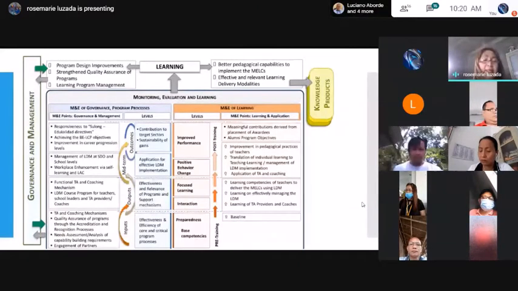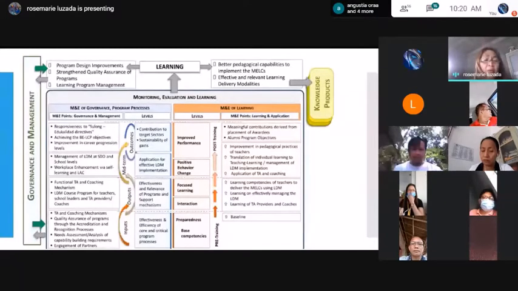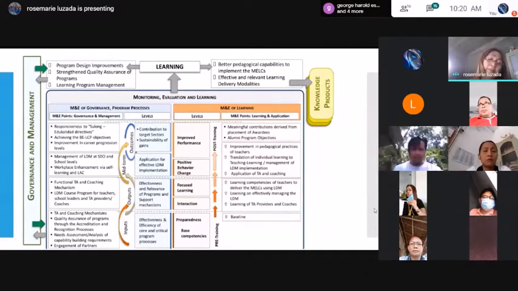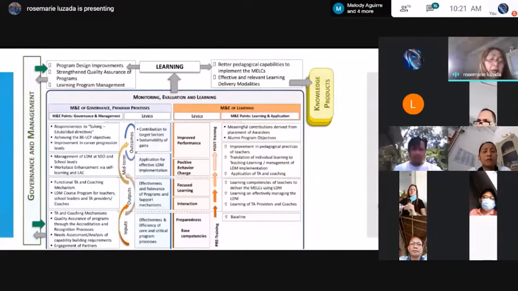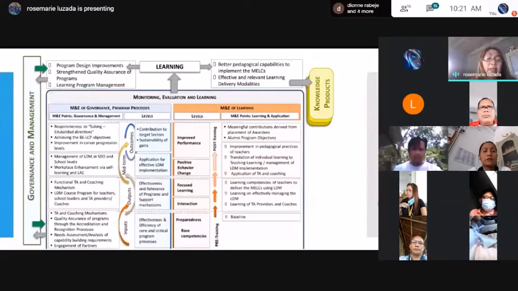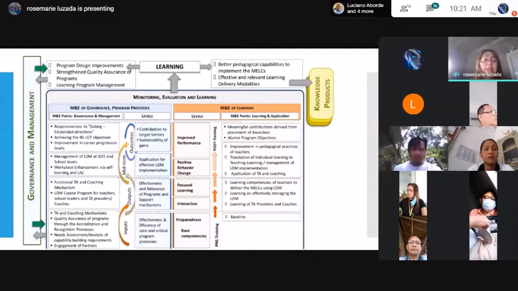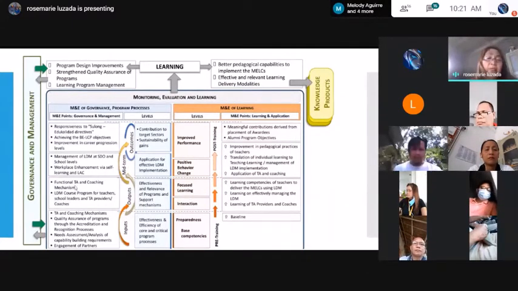And what are we expecting? The outputs, of course: functional technical assistance and coaching mechanism, LDM course program for teachers, school leaders, and technical assistance providers and coaches. So these are the outputs. After we have inputted all this, for example, technical assistance and coaching mechanisms for teachers, we can expect that there will be a functional coaching mechanism in the program we are having. Then we can also have the midterm outcomes, management of LDM at the division, okay, in the workplace.